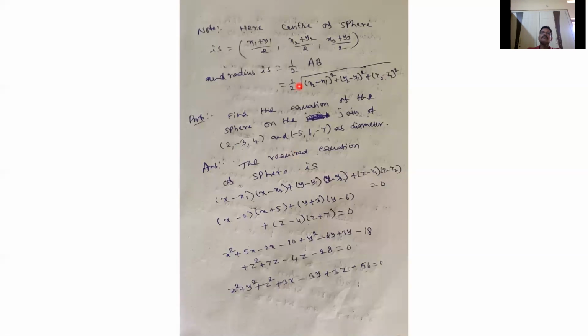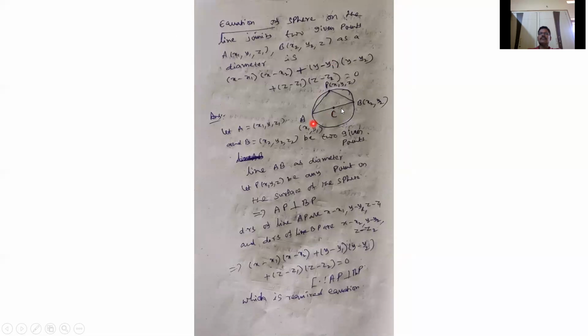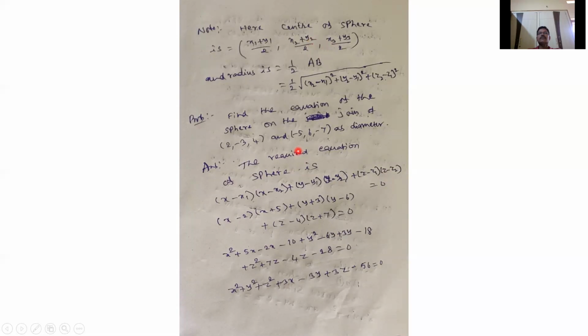Here the center of the sphere is ((x1 plus x2) by 2, (y1 plus y2) by 2, (z1 plus z2) by 2), because center C is on the diameter. That's why CA is equal to CB equal to R, the radius. So C is the midpoint of AB. Midpoint means (x1 plus x2) by 2, (y1 plus y2) by 2, (z1 plus z2) by 2.